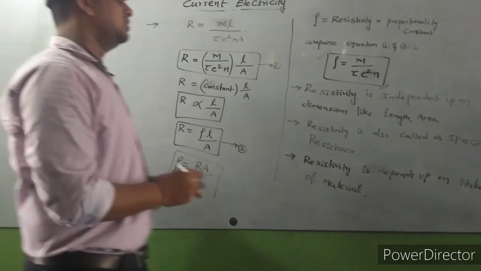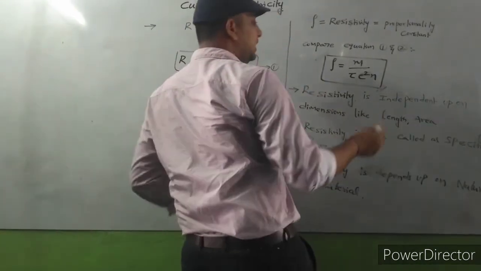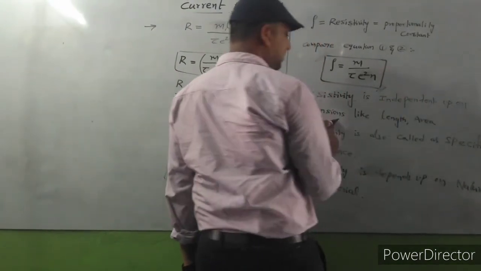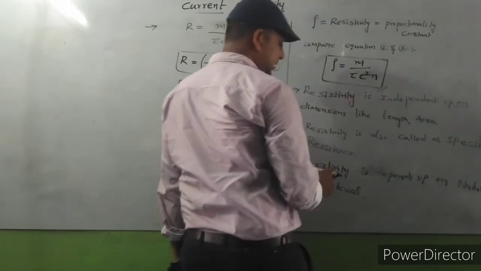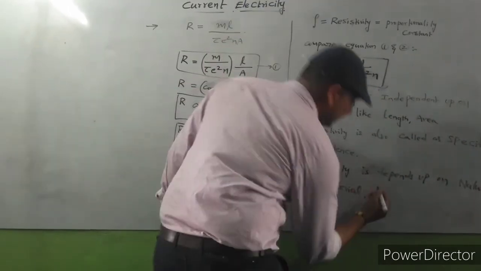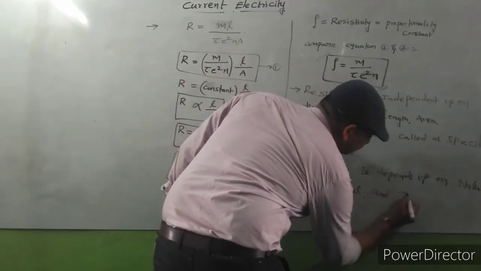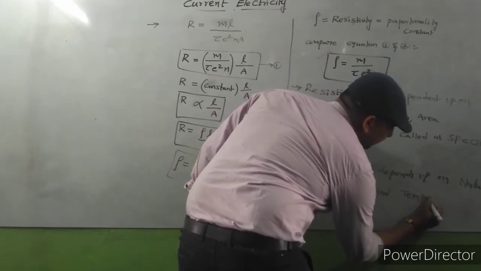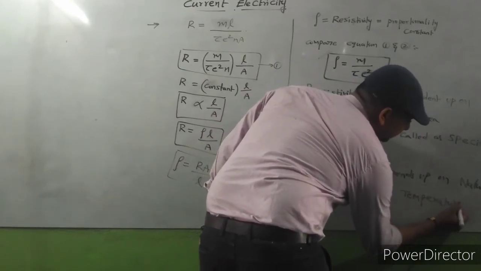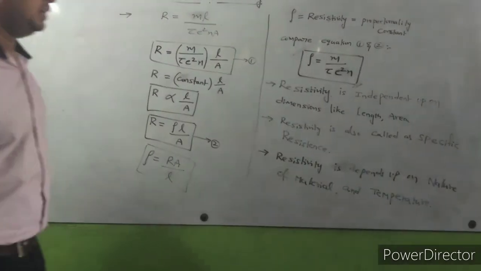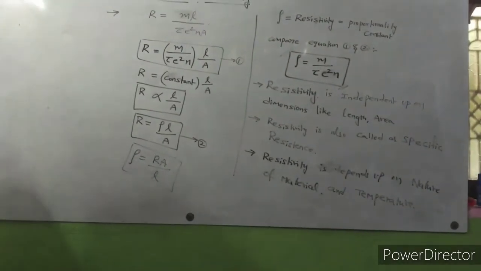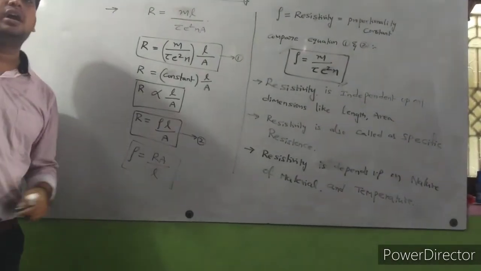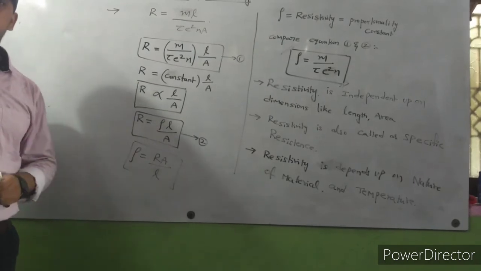And one more parameter also: resistivity is independent of dimensions like length and area. Resistivity depends upon nature of material and temperature. So this is also important. Resistivity depends upon nature of material and temperature. So this is the concept about resistivity.